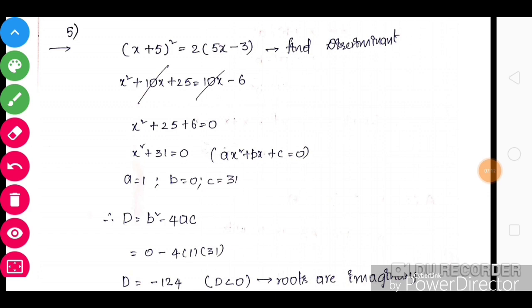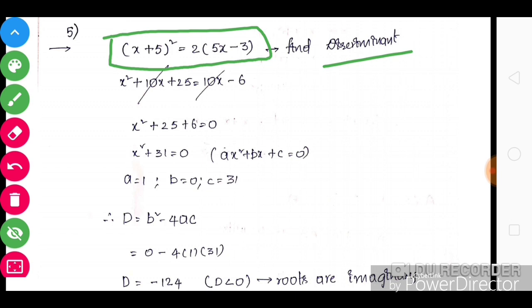Right, see here, the question was x plus y whole square is equal to 2 into 5x minus 3, asking to find discriminant. To find discriminant, the equation should be in the format of ax square plus bx plus c. But here it is not in this format, so we need to convert into that format.